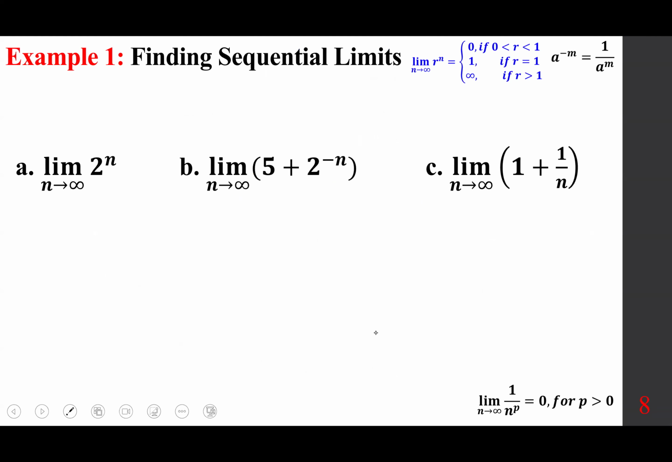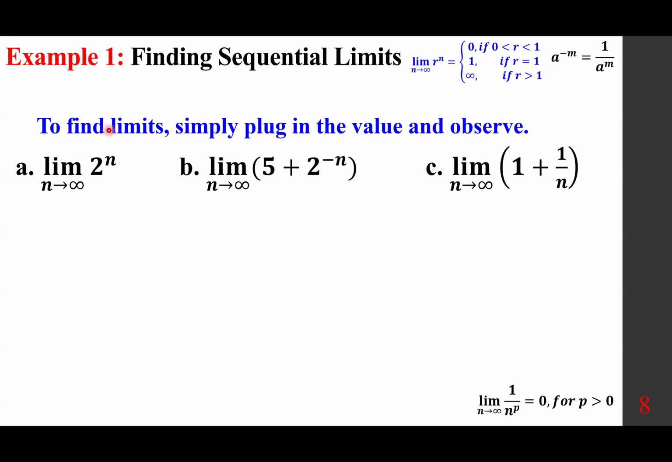What about here? Again, reminding you of a couple of theorems here. To find limits, simply plug in and observe. So this one is 2 to the power of infinity. And according to this theorem, it's infinity, which means it diverges.